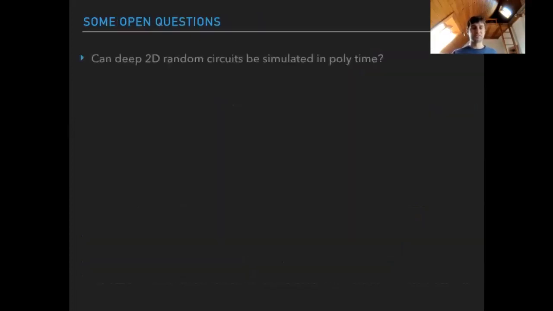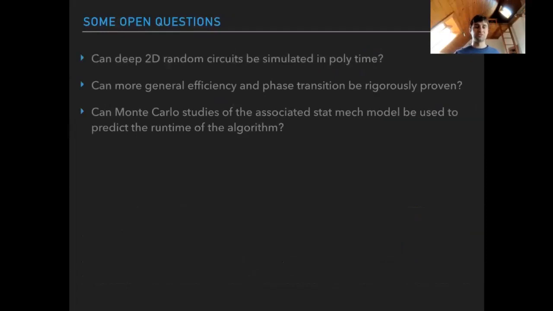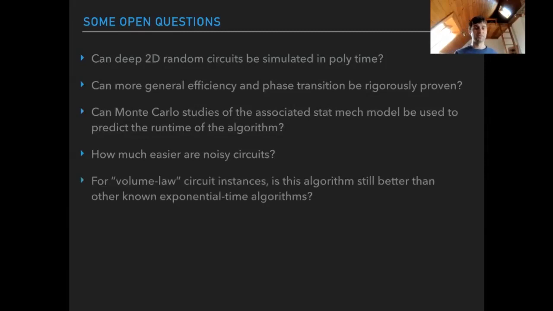All right, so now just listing some open questions. Obviously, a very interesting and important question is, what about deep 2D random circuits? Can our conjectures be proven rigorously? Also, it would be interesting to understand if Monte Carlo studies of these stat-mech models that I mentioned on the previous slide can be used to understand properties of the algorithm, like its runtime. And in this talk, I focused only on noiseless circuits, but it would be interesting to understand what happens to these algorithms in the presence of noise.